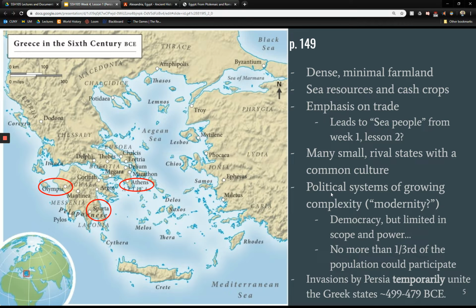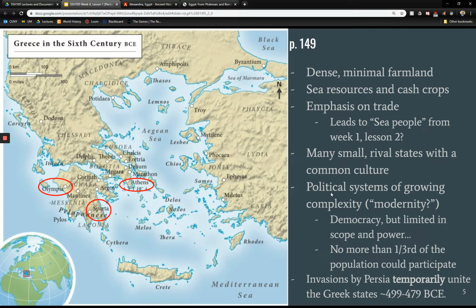Much of Greece is fairly dense, as the textbook says, with minimal farmland. Some places have more than others. So from early on, the Greeks had relied on sea trade and sea resources, and this leads to their position as these sea people that we saw very early on in this course, in the second lesson of the course. They were among some of these cultures active on the Mediterranean in boats, who were called sea people and who were causing problems for both the Egyptians and the Hittites, among others. And so their reliance on water is important from early on.